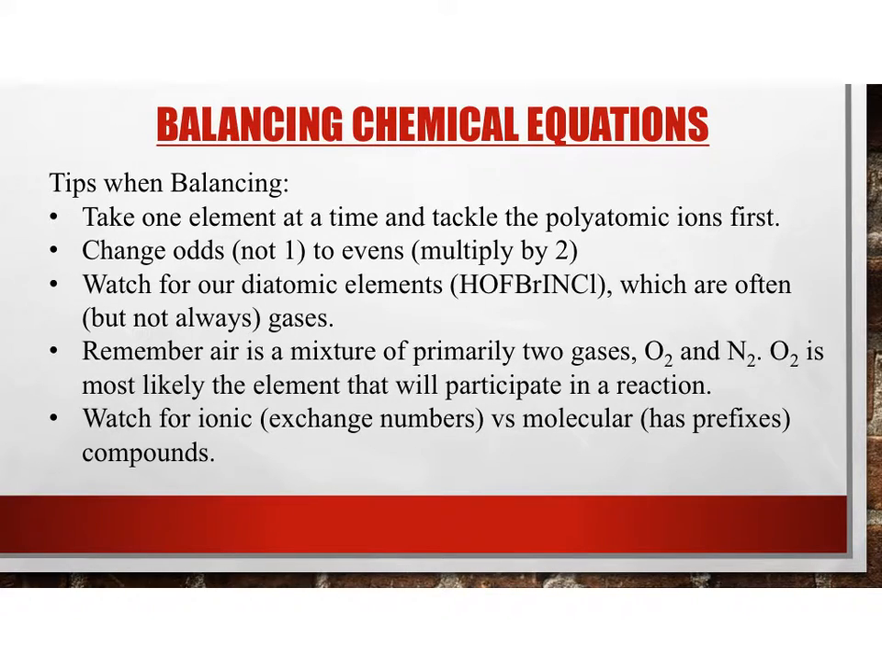And finally, just don't give up. Keep going back and forth, taking it one element at a time. Eventually, you're going to get the same number of atoms for each element on both sides of the equation. And at that time, if you need to reduce those numbers, you can do it then.